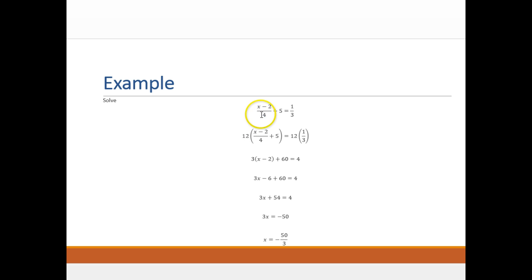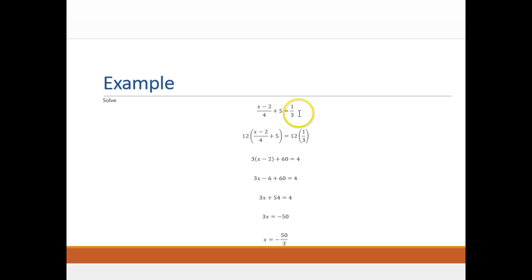Here's another example. x minus 2 over 4 plus 5 equals 1/3. Now I have these wonderful fractions here. I don't like dealing with fractions. Notice I have a denominator 4 and a denominator 3. So my LCD is 12. I'm going to multiply both sides by 12. I'm going to distribute here 12 times this x minus 2 over 4. Well, 4 goes in 12 3 times, and you're left with 3 times the numerator of x minus 2. This 12 still has to be multiplied into the 5, so 12 times 5 is 60. And on the right-hand side, 12 times 1/3, 3 goes in 12 4 times, 1 is 4.